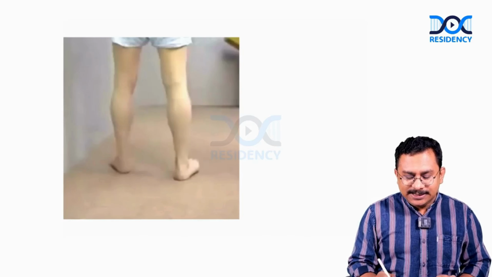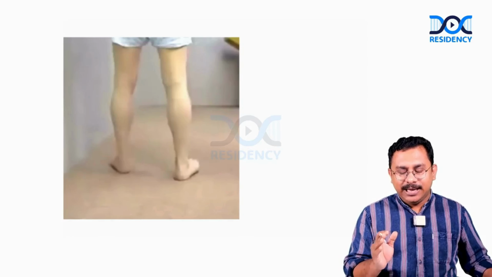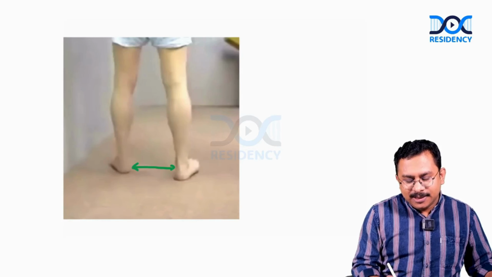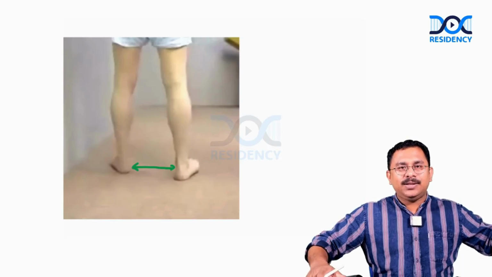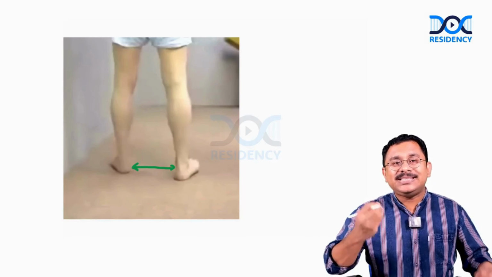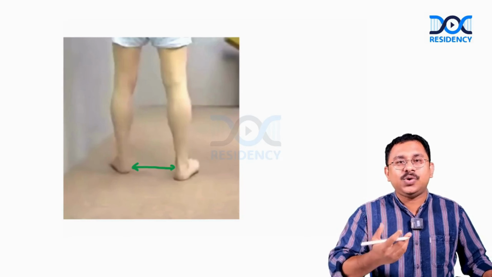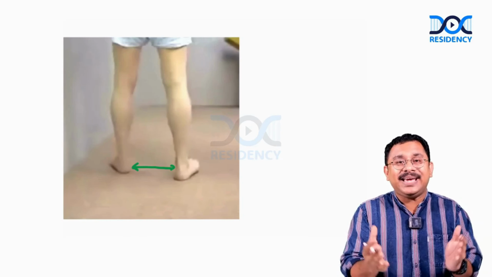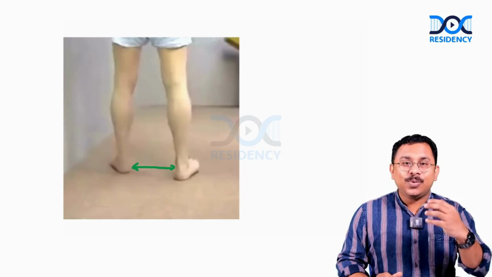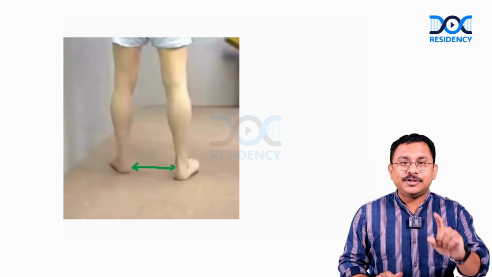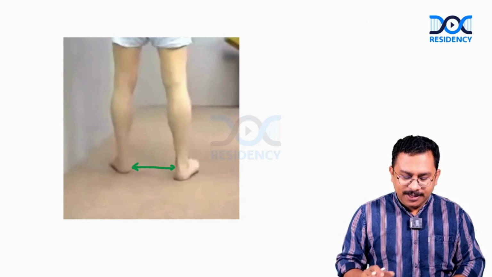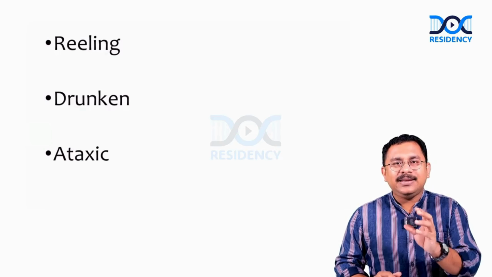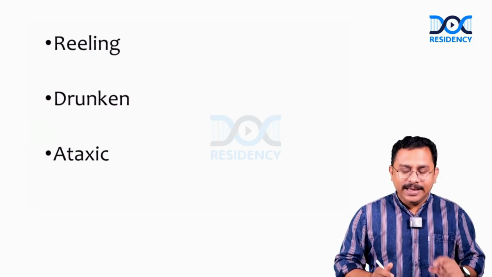Now just see this. This is a snap taken of a patient. Look at his stance here. Can you see that there is a significant distance between the two medial malleoli? This is an attempt by the patient to avoid any sort of swaying. It is a compensatory mechanism. Got it? Okay.